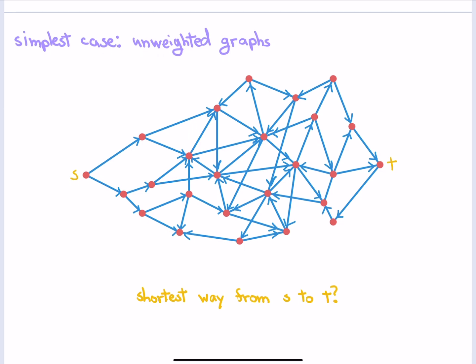So here's maybe a simple case of an unweighted graph. We'll do weighted later. Okay, but here's a directed graph. I've labeled one vertex S. I've labeled another vertex T. And my goal is to get from S to T using as few edges as possible. All right, so I'll let you guys stare at it, and then I'll ask you guys what's best.